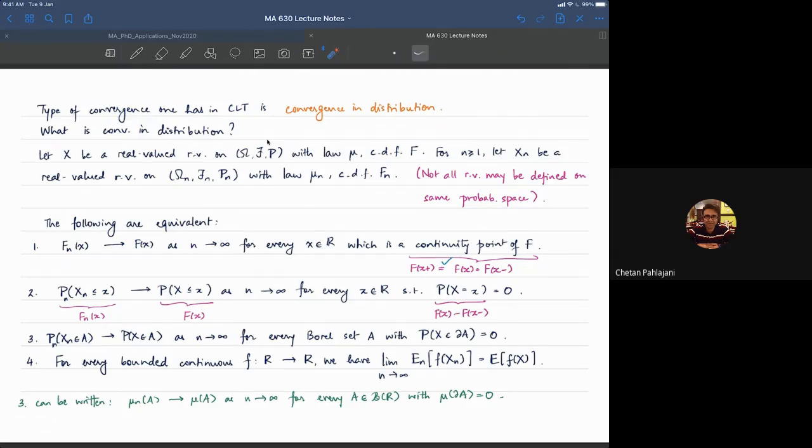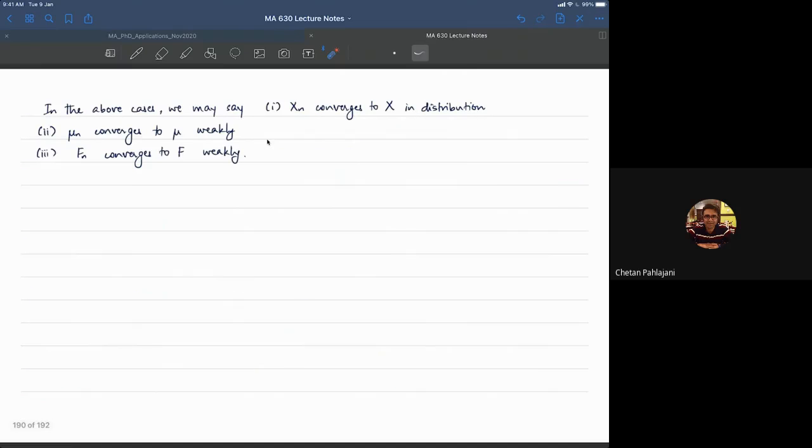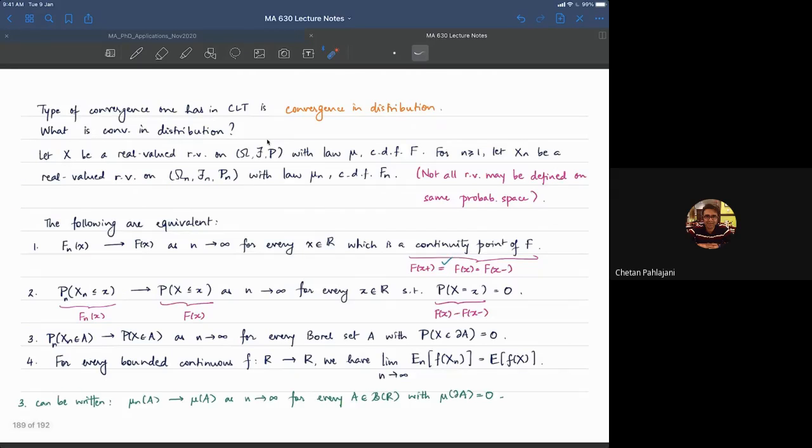So these are a couple of different ways of saying convergence in distribution. One of the things I want to bring your attention to is the following. In convergence in distribution, we are never, ever comparing xn and x pointwise.